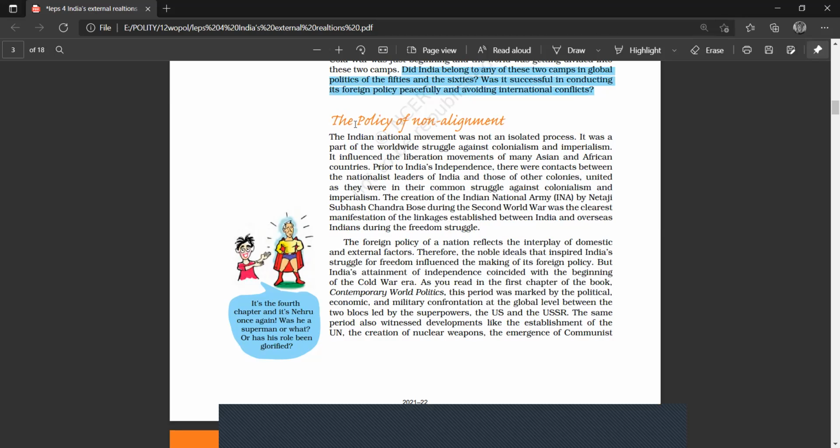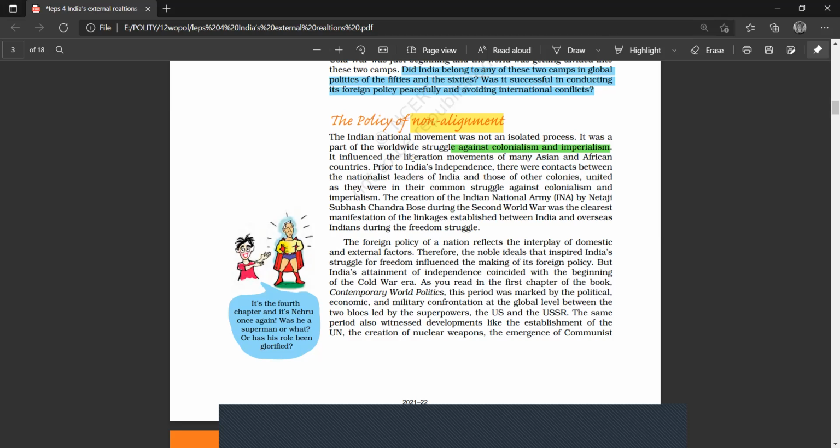So the second topic is the policy of non-alignment. India has always followed the policy of non-alignment, and we'll be reading about it here. The Indian national movement was not an isolated process. It was part of a worldwide struggle against colonialism and imperialism. So now we know how to start this answer, that why India was against any of these groups. We were against colonialism and imperialism.